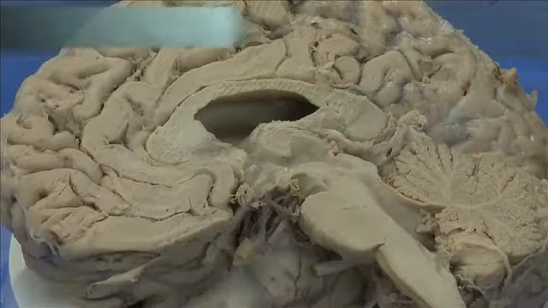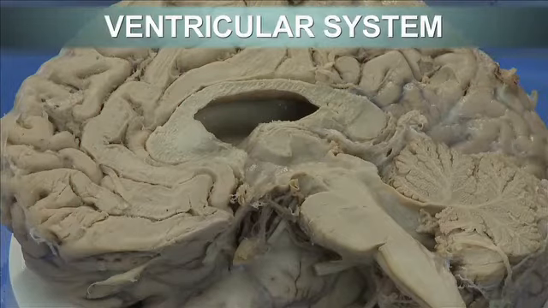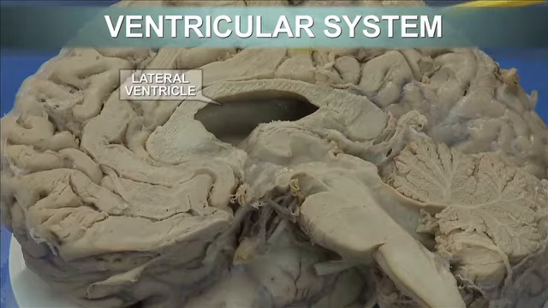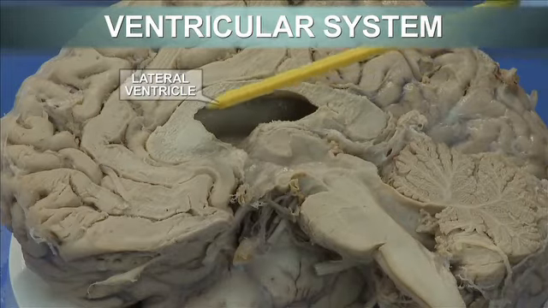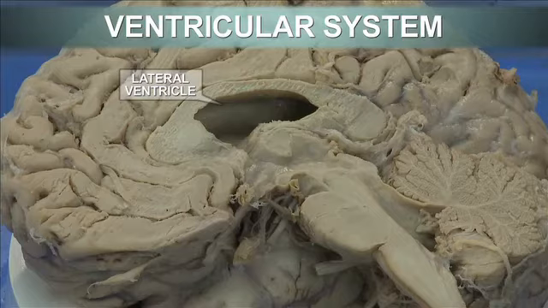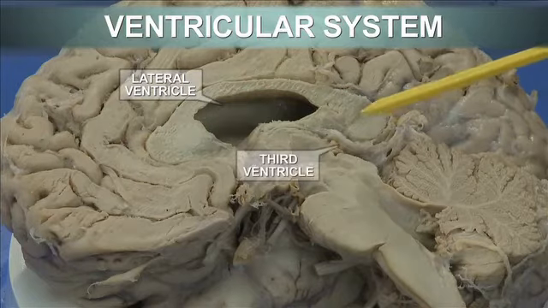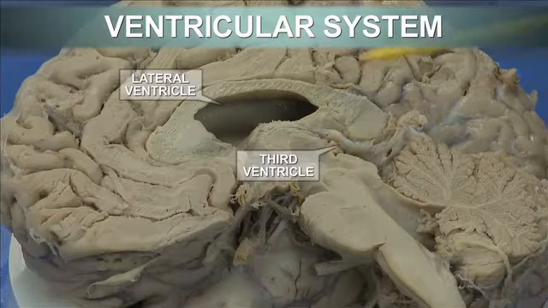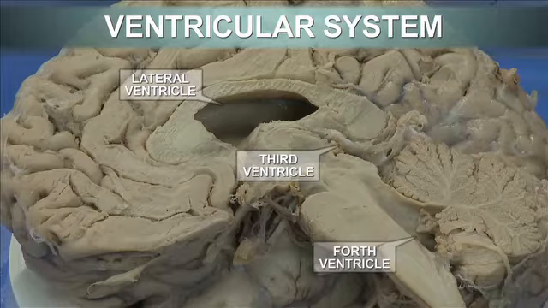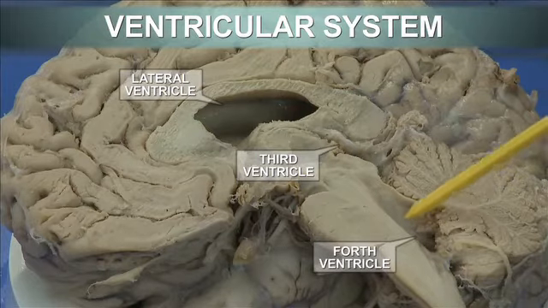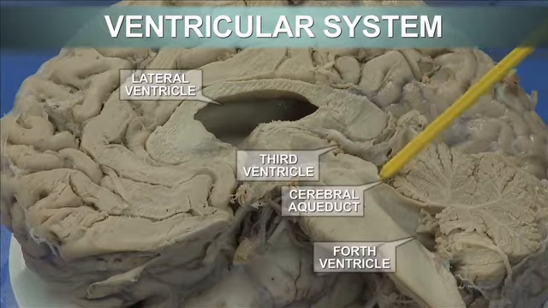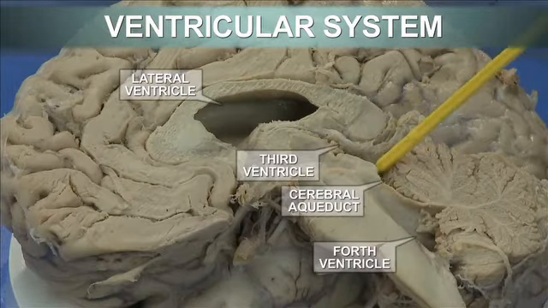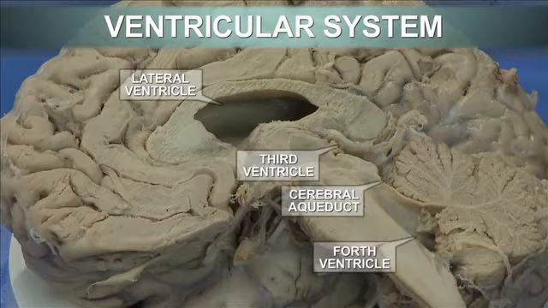Let's now review the ventricular system in the brain. The biggest space you can see in this view is the lateral ventricle. The ventricle which is at the level of the midbrain is the third ventricle. The ventricle which is at the level of the cerebellum and brainstem is the fourth ventricle. And finally, the cerebral aqueduct is the aqueduct which connects the third to the fourth ventricle.